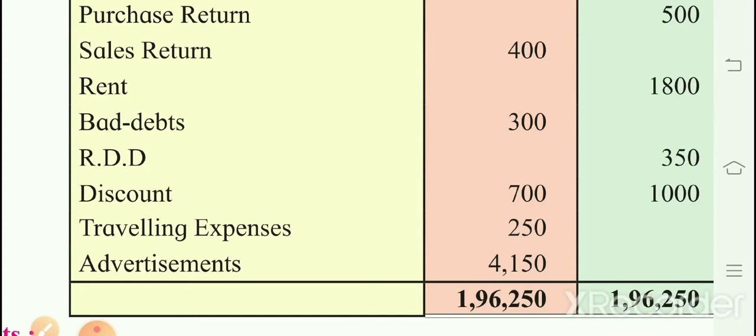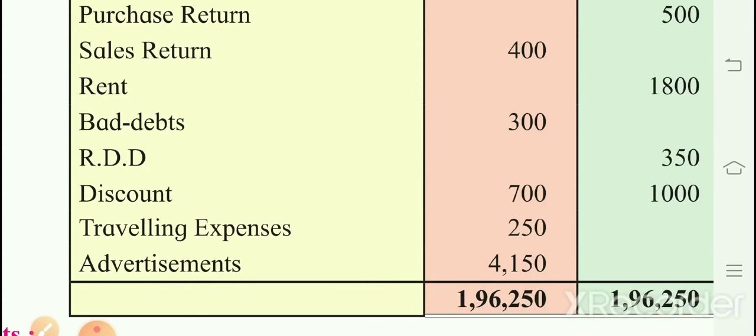Next is discount. The debit balance of discount will appear on debit side of profit and loss account, as it is the discount allowed by the firm, rupees 700. Then the credit balance of discount, that is rupees 1000, will be recorded on credit side of profit and loss account, as it is the discount received by the firm.